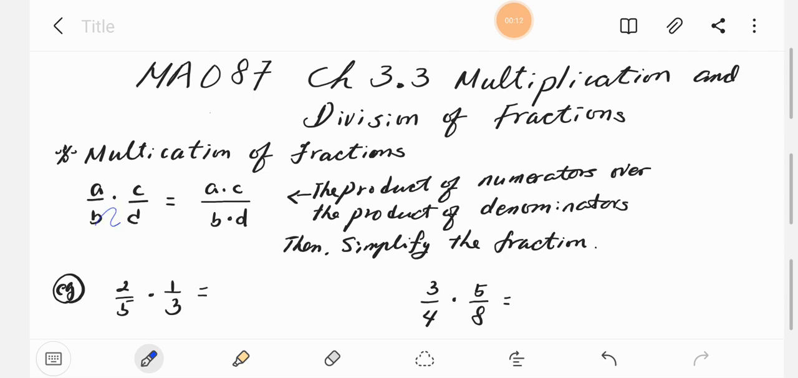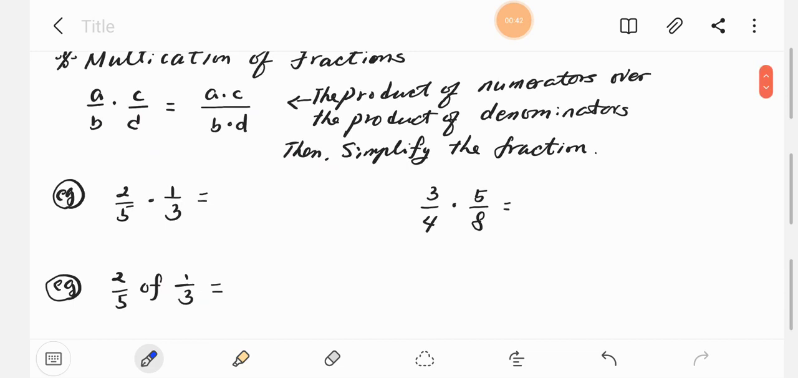When you multiply two fractions, what we do is make a product of the numerators over the product of the denominators. So here it is, fraction A over B and C over D. We're going to multiply these two. Then we just multiply the numerators A and C, and the denominator will be the product of B and D. It's really simple, isn't it?